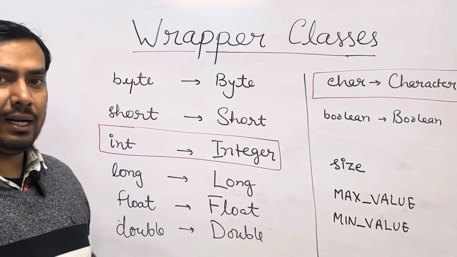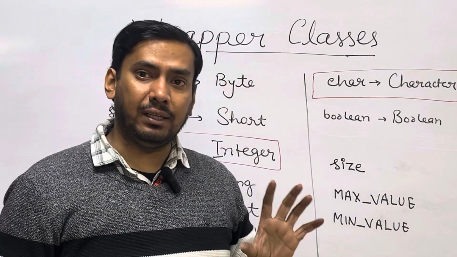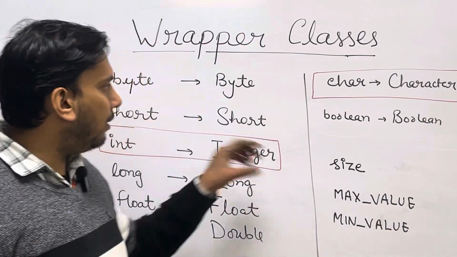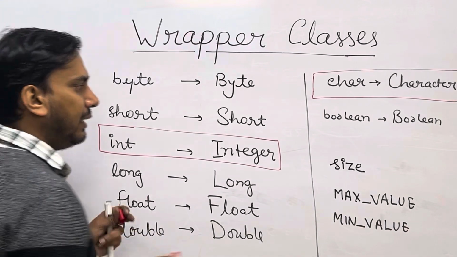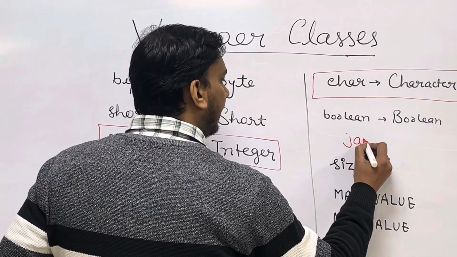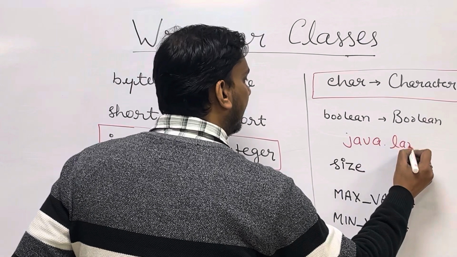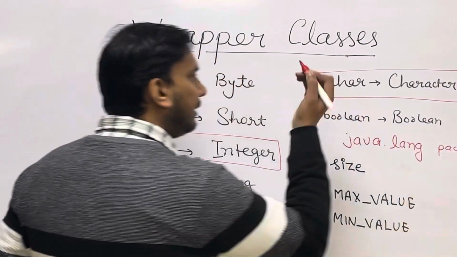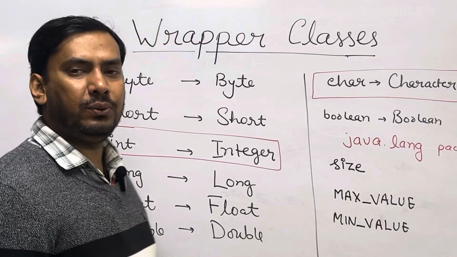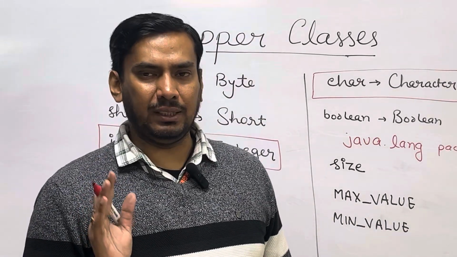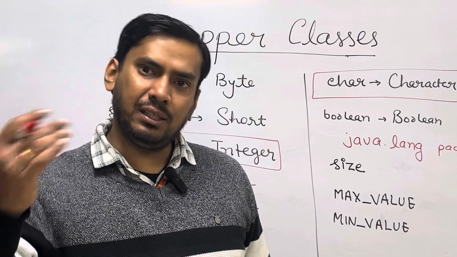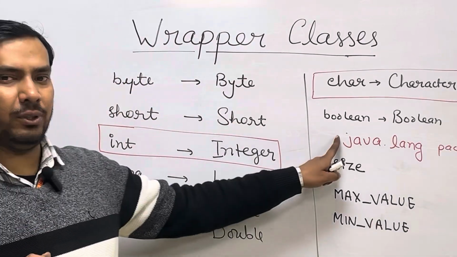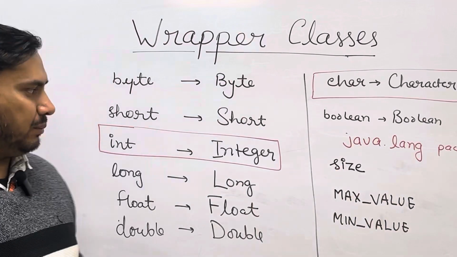So, these are the 8 wrapper classes corresponding to 8 primitive data types, and all these classes are defined in which package? It is defined in the java.lang package. It means if you are using these classes, you need not import any package, because the java.lang package is automatically imported in your program. So, you need not bother about the import statement.